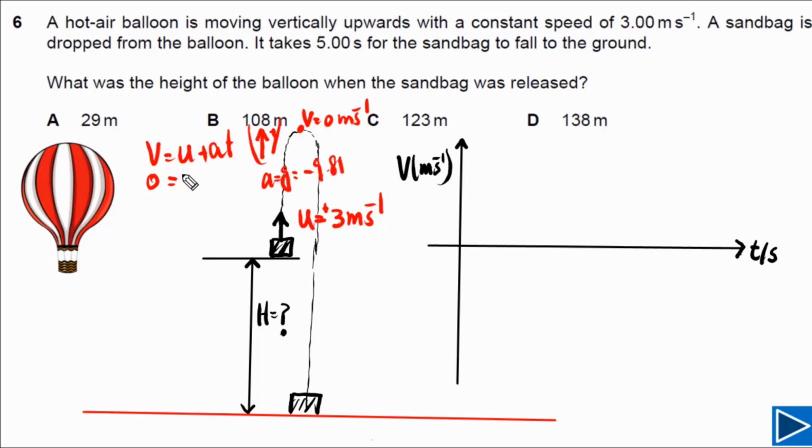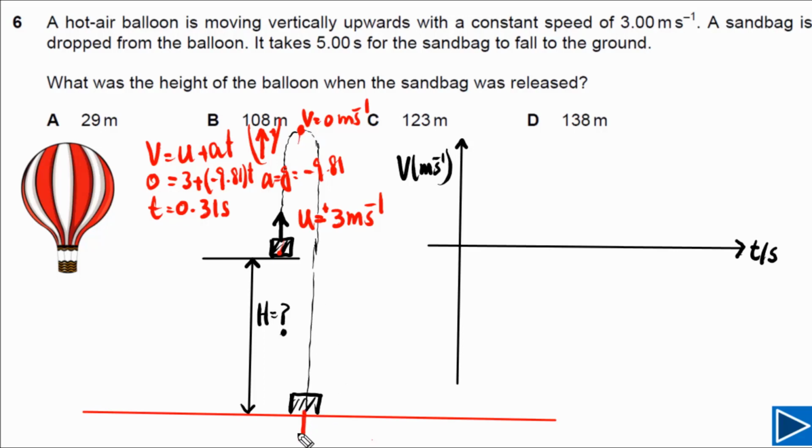Now we can simply plug in values here and find the value of t, and a in this case is negative 9.81. So we can find the time taken from the point of release to the maximum height. That time taken will be equal to 0.31 seconds.